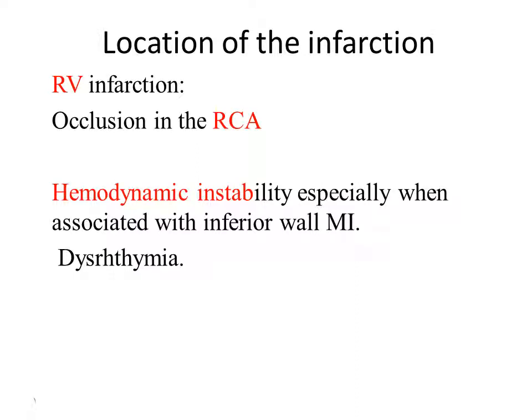Right ventricular infarction results from the occlusion of the right coronary artery. This may be represented as hemodynamic instability, especially when associated with inferior wall MI, so that the obstruction in the right coronary artery may result in right ventricular infarction and infarction at the inferior wall of the left ventricle.